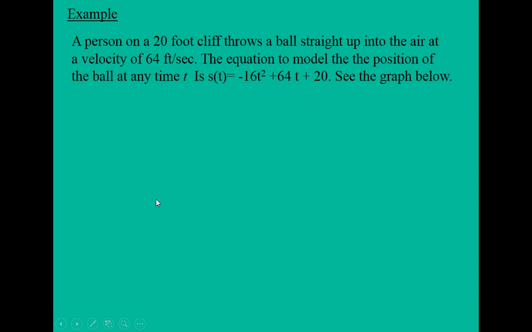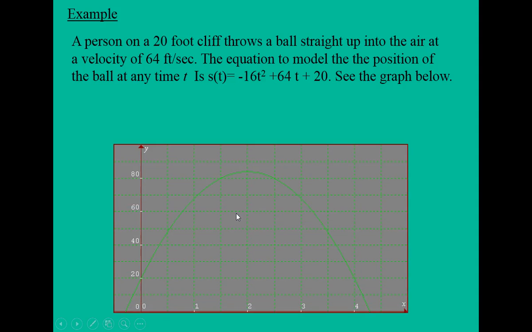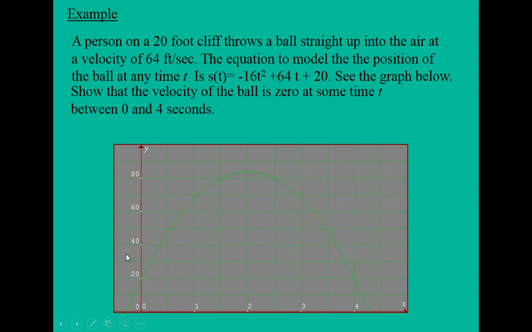A person on a 20-foot cliff throws a ball straight up into the air at a velocity of 64 feet per second. The equation to model the position of the ball at any time is s of t equals negative 16t squared plus 64t plus 20. See the graph below. So here's a representation of the height of the ball. Now this isn't the path of the ball here, it's just the height of the ball with respect to time. The ball is being thrown straight up, it comes straight back down. Show that the velocity of the ball is 0 at some time t between 0 and 4 seconds.